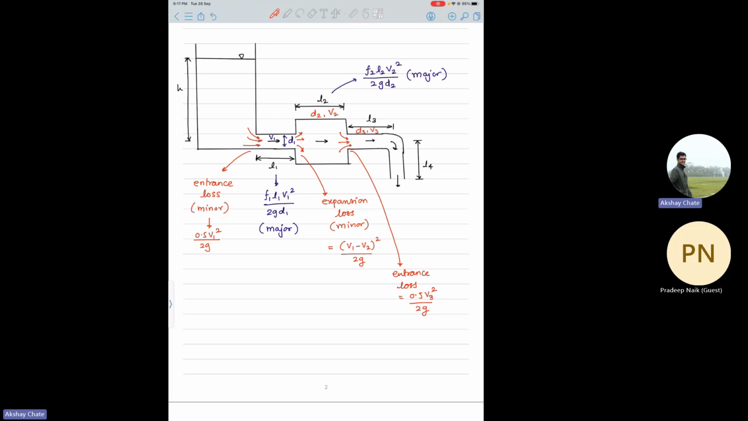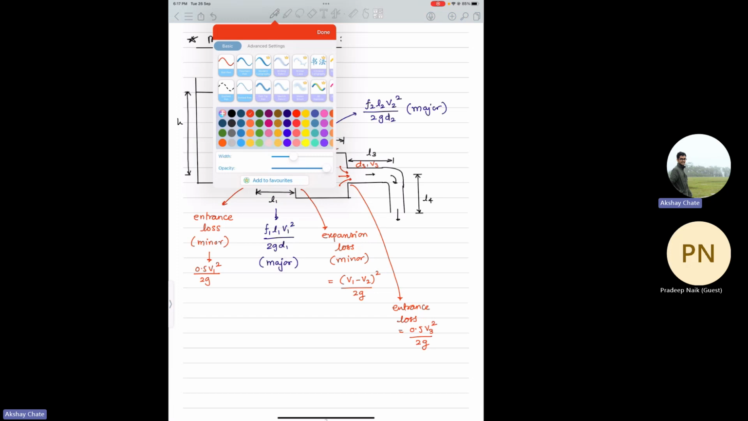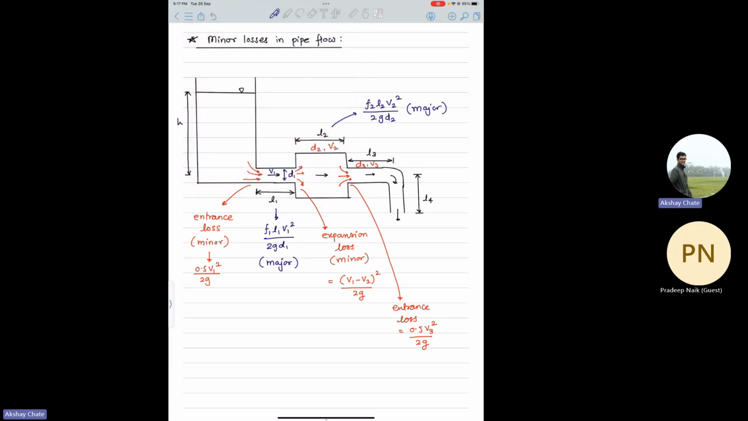And then again, similar to what we observed in the second pipe, here there will be one major loss because of this length. It will be f3 L3 V3 square by 2 g D3. It is part of the major loss. Now there is a bend after the flow through the L3 length.